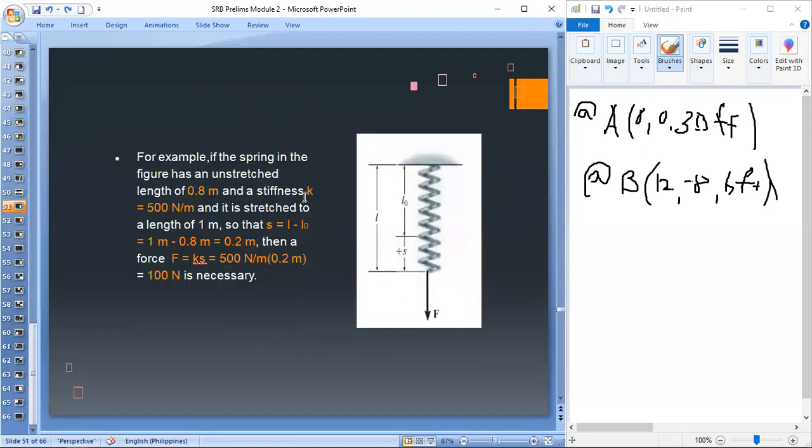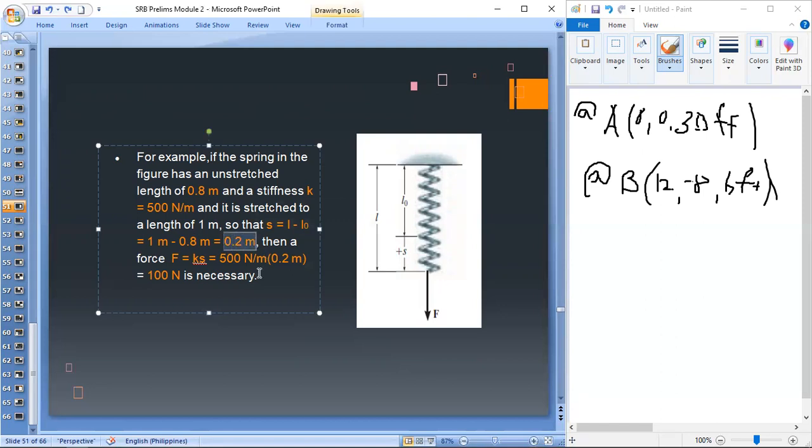So, for example, if the spring in the figure has an unstretched length of 0.8 meters, which is your original length, and the stiffness K is 500 newton-meter, it is stretched to a length of 1 meter. Ihanapin mo yung force na required para mag-elongate siya ng 1 meter. Input sa formula, so the distance equals your elongated length of your spring minus your original length of your spring. So, you'll get 0.2 meters.